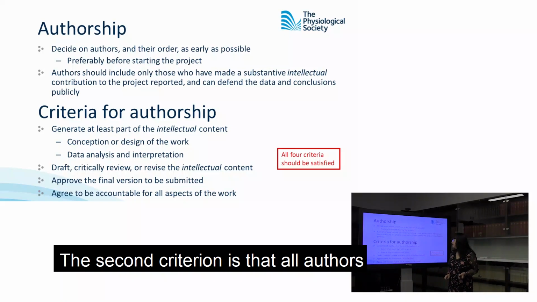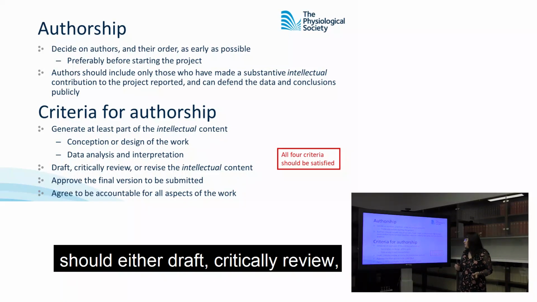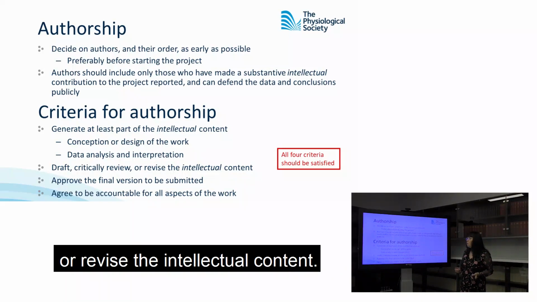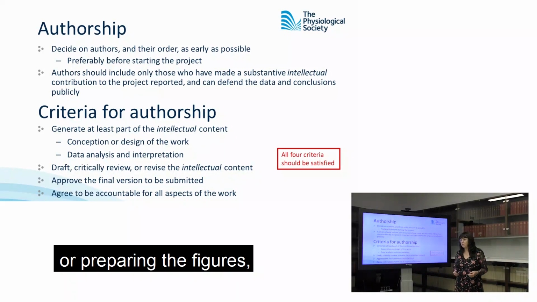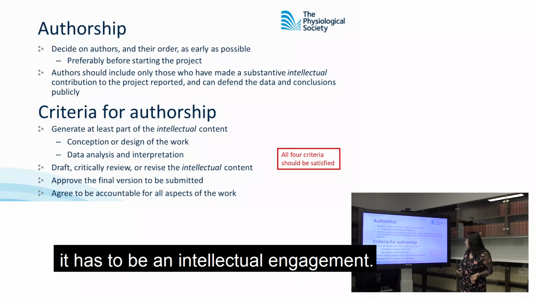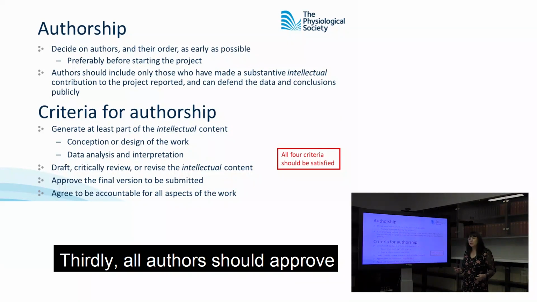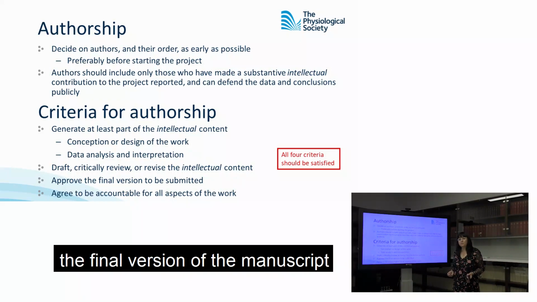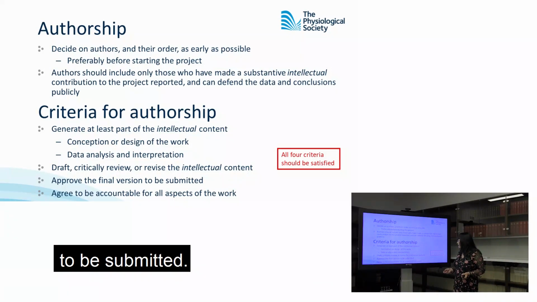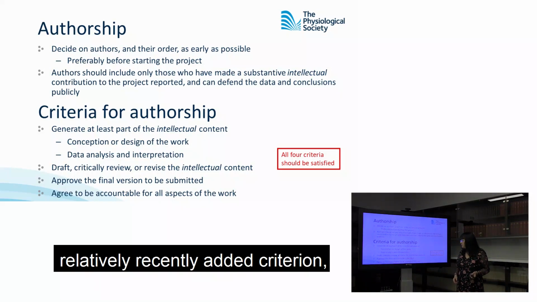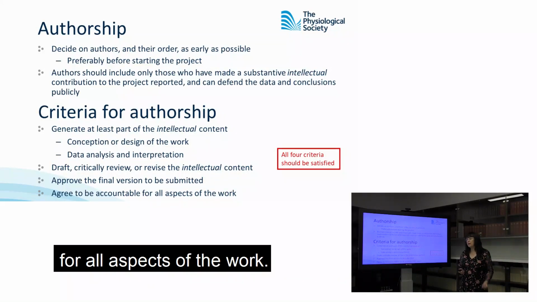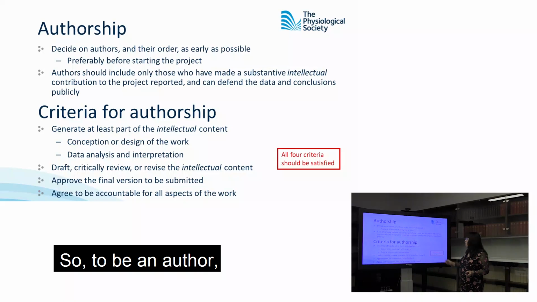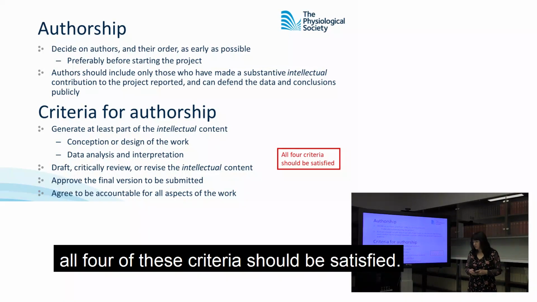The second criterion is that all authors should either draft, critically review, or revise the intellectual content. So it's not sufficient just to be involved in laying out the manuscript or preparing the figures. It has to be an intellectual engagement. Thirdly, all authors should approve the final version of the manuscript to be submitted. And then finally, and this was a relatively recently added criterion, they should all agree to be accountable for all aspects of the work. So to be an author, all four of these criteria should be satisfied.